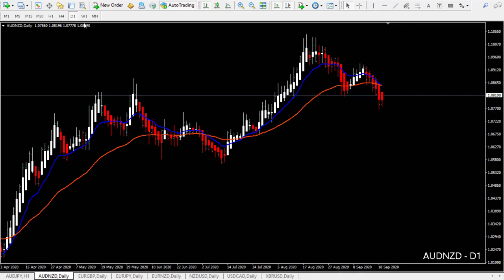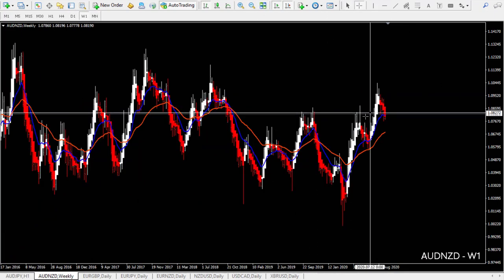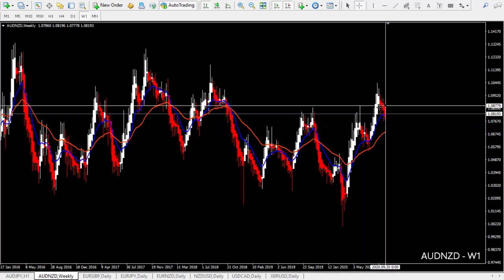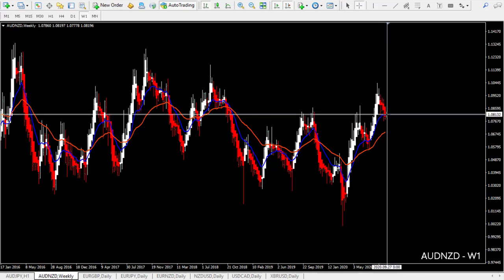Aussie dollar, New Zealand dollar, this is quite an interesting pair. What we have here, higher highs, higher lows. We still can get a retracement back to 36. Currently we are on the 12 EMA, but let's try to find levels first.